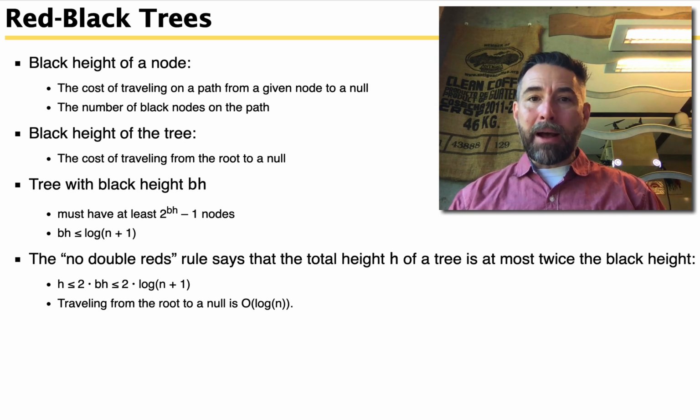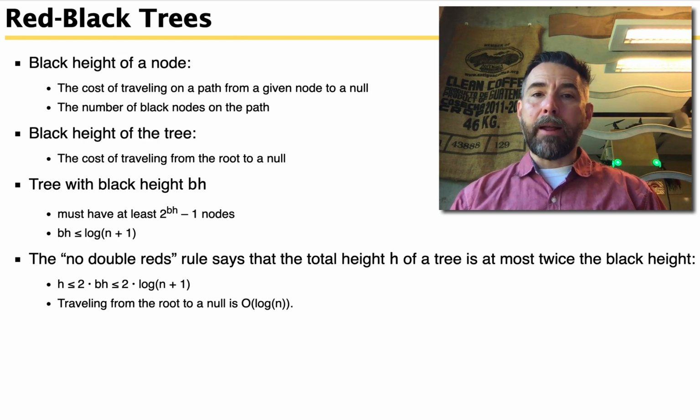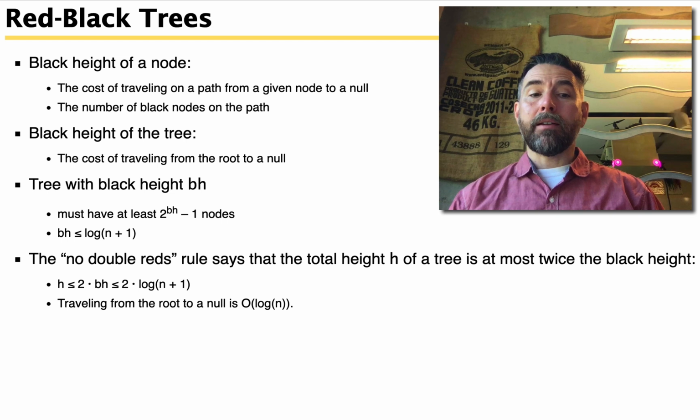And what is nice about this is these properties give us a lower and an upper bound on the height of our tree. We know that traveling from the root of our tree to any point at the bottom of our tree is therefore going to be order log n. It's going to be at most 2 times the black height of our tree. And so we know that has a relationship to log n. And so we know that there's an upper bound which is related to log n of our tree.